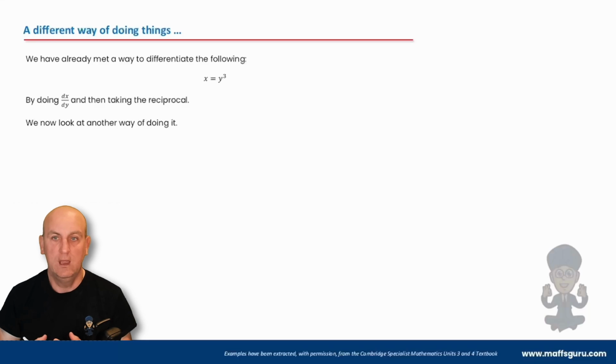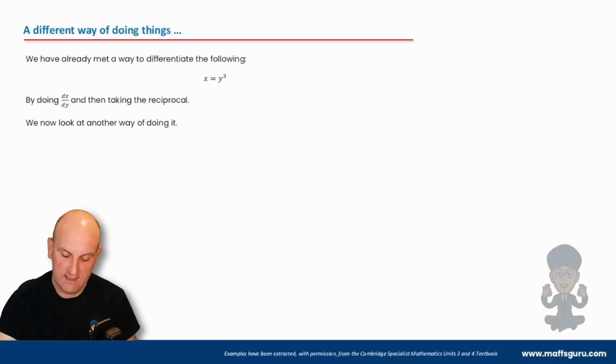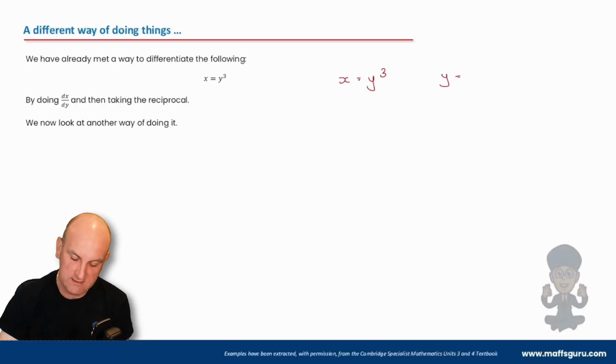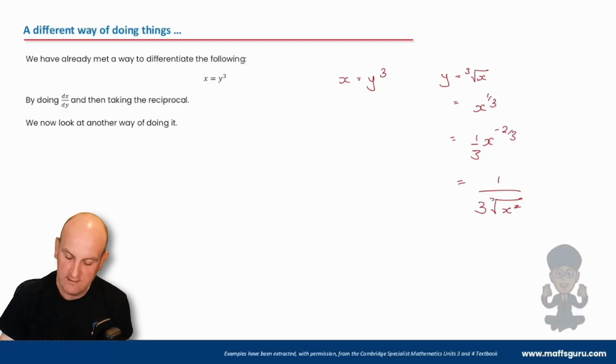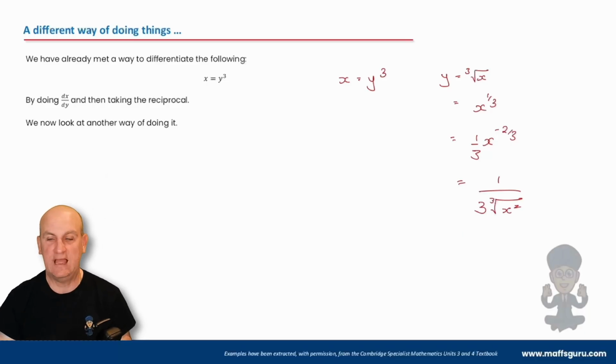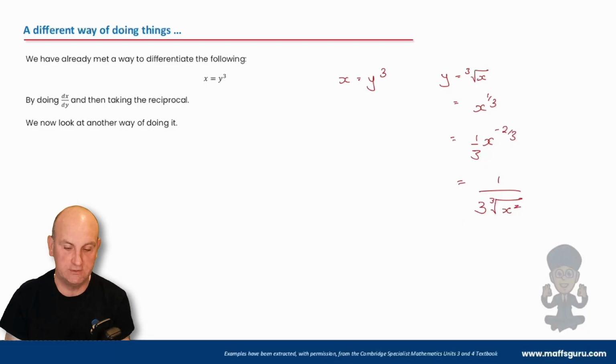We've already met in a previous video how to do a question like this, where x is equal to y cubed. If we wanted to, we could say y becomes equal to the cube root of x, or we can write that as x to the power of a third, which becomes 1/3 x to the minus 2/3, which becomes 1 on 3 lots of the cube root of x squared, which looks absolutely disgusting if I ask you.